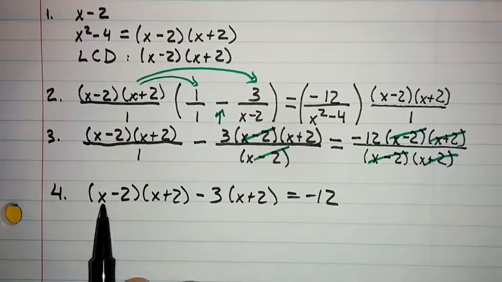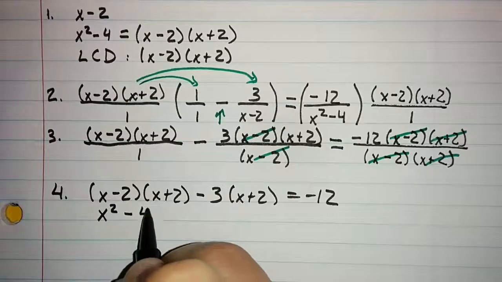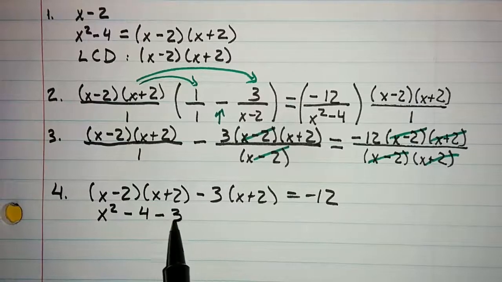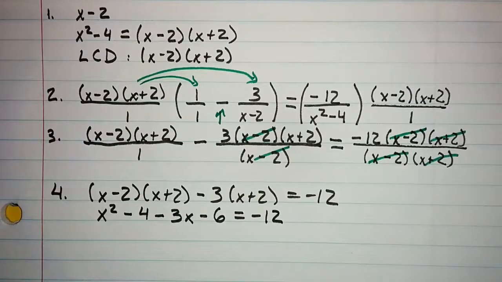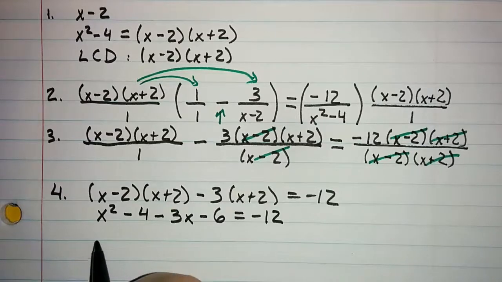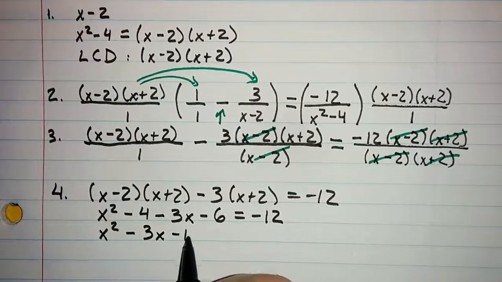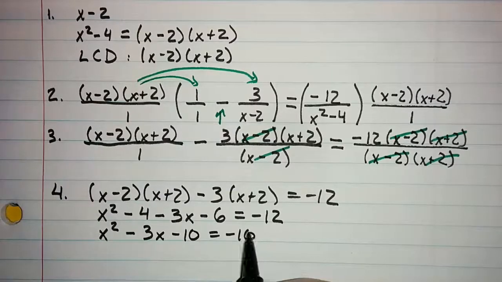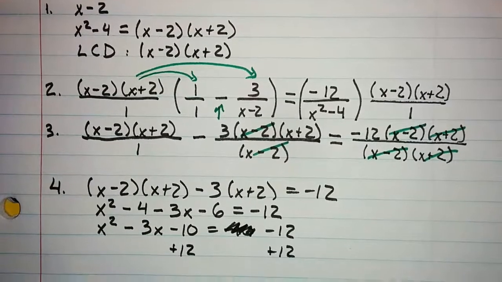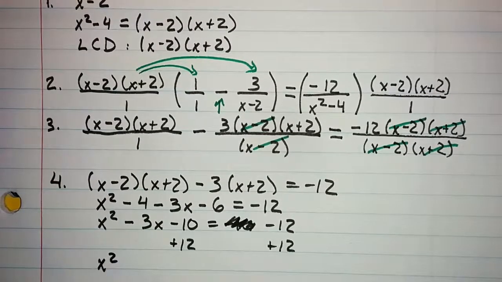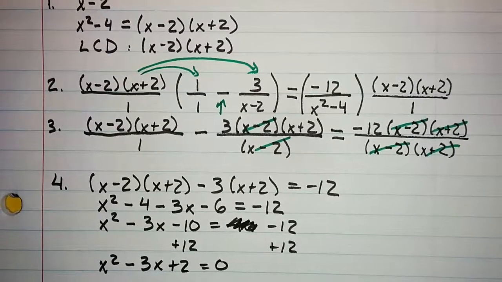To solve this polynomial equation, I'll need to multiply it out. X squared minus 4 minus 3x minus 6 equals negative 12. Combining like terms over here, x squared minus 3x minus 10 is negative 12. Adding 12 to both sides, I'll get x squared minus 3x plus 2 equals 0.